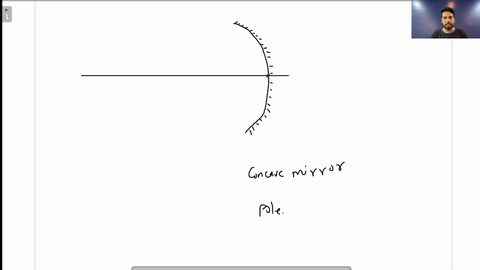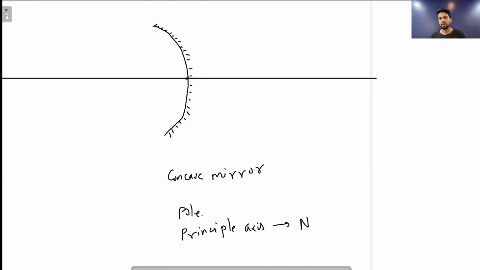And that straight line has a name, and that's called the principal axis. You have the pole and you have the principal axis. It is an imaginary line, and it is basically the normal on the pole.